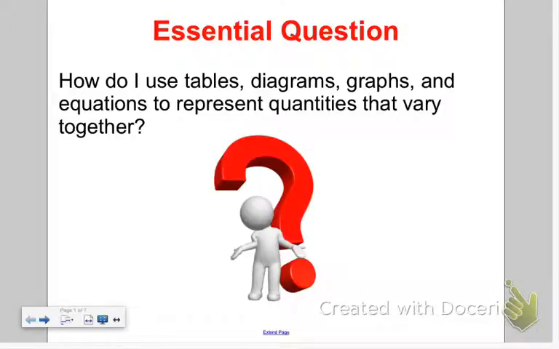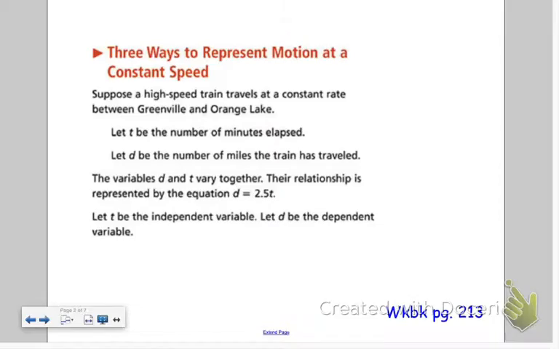Let's continue to answer the question, how do I use tables, diagrams, graphs, and equations to represent quantities that vary together? If you look at workbook page 213, we have another problem with constant speed, which is what we talked about in the last lesson. Suppose a high-speed train travels at a constant rate between Greenville and Orange Lake. T will be the number of minutes elapsed, and D will be the number of miles the train has traveled.